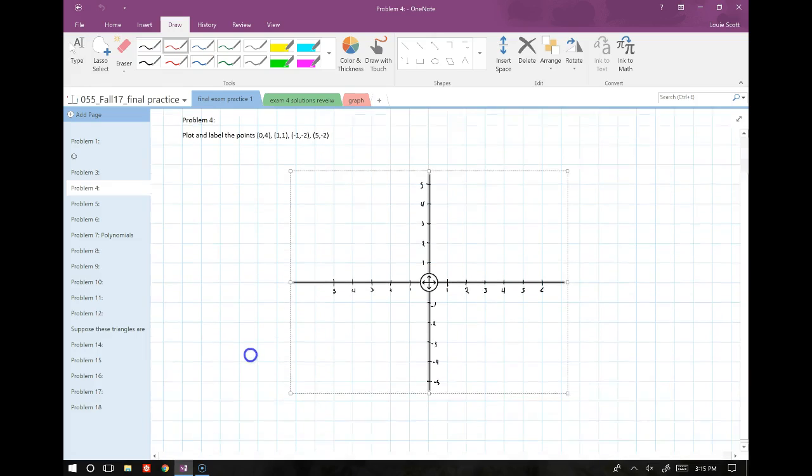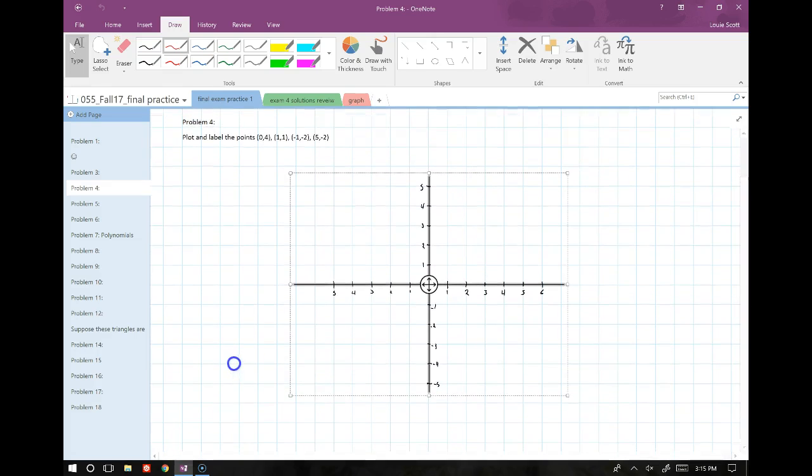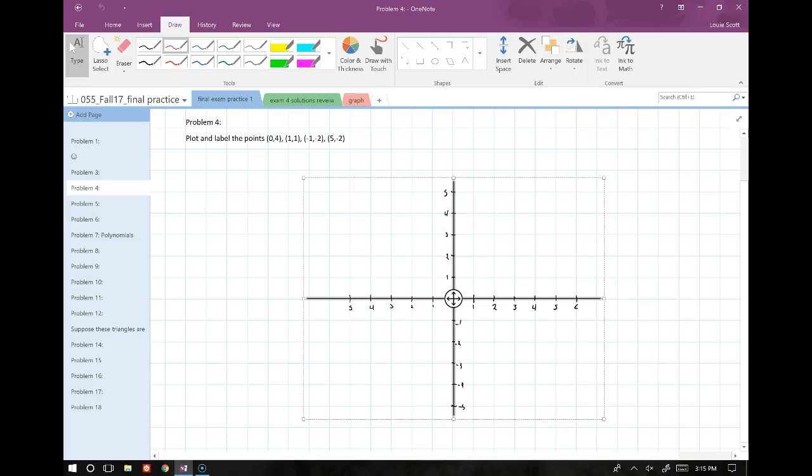Problem 4 is just plotting points. This will definitely be on the final, right? Learn to plot your points because you get an automatic 10 points for this. It's easy as long as you know how to plot them. So the point 0, 4. That's 0 on the x-axis. This is x, this is y. So I go 0 on the x-axis and up 4 on the y-axis. The point 0, 4 is right there.